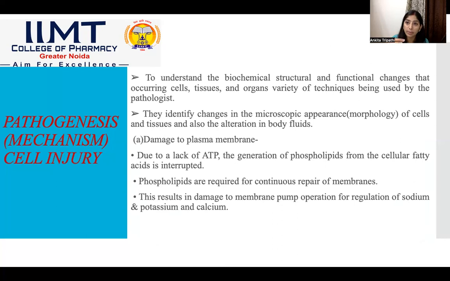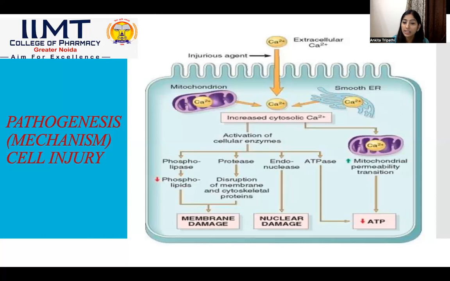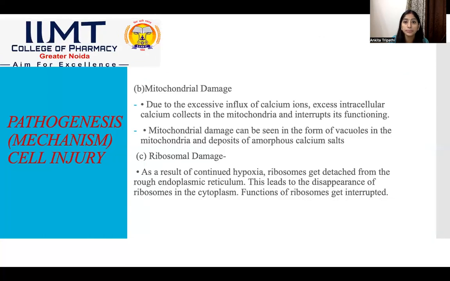Ultimately, the plasma membrane gets ruptured, and all the organelles inside the cell ooze out. This is how the cell ultimately causes its death. The same diagram has shown it.